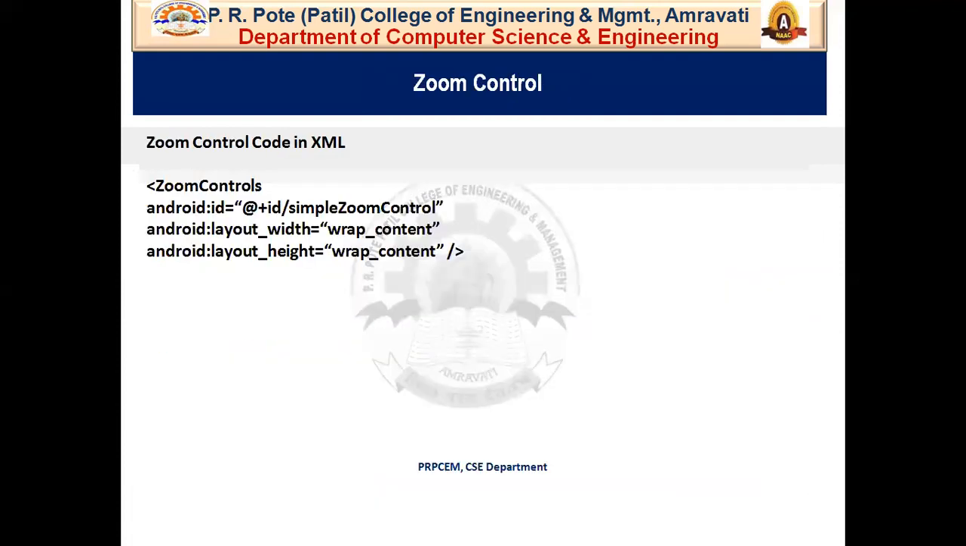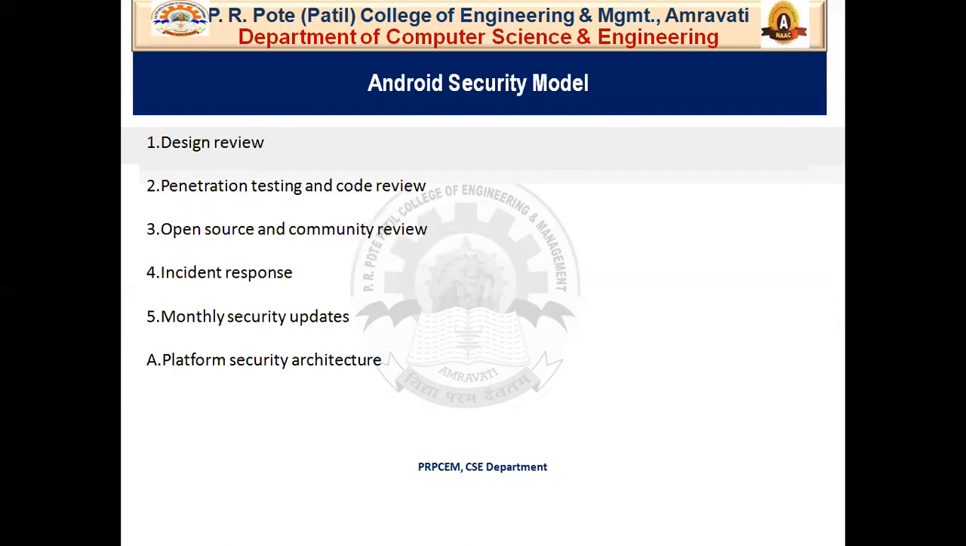After that, we have seen zoom control, which has two important methods, hide and show, and which has two buttons, zoom in and zoom out. And we have also seen the XML code for the zoom control. And after that, we have discussed a total of 4 points, and the fifth point remains, which we will discuss in the next lecture.